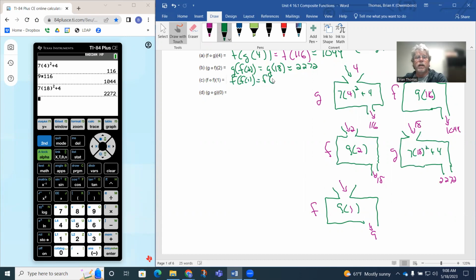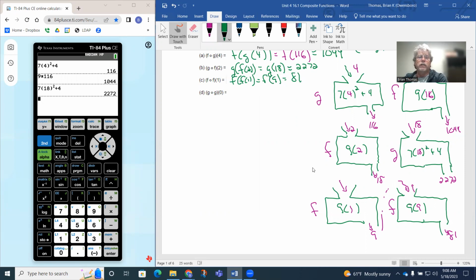Then I have to evaluate f of 9. We have to do this again with the same function. We still have this f function, so we're still going to be multiplying by 9. But this time, what goes in is the 9. So it just goes back into the same function. The 9 goes in, 9 times 9 becomes 81. So the result there would be 81.